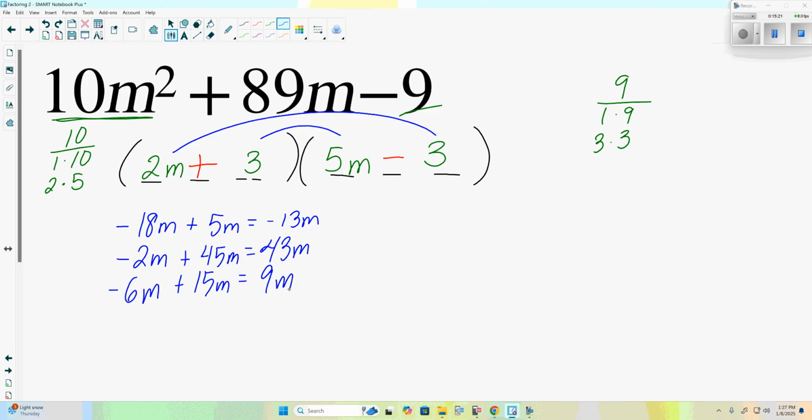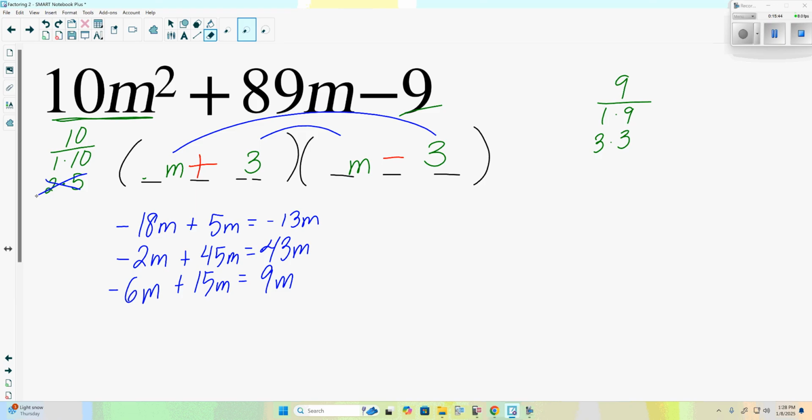All right, so what can we switch next? We can switch out the 2 and 5 because we've tried every combination of 2 and 5 with 9, because 2 and 5 and 1 and 9 didn't work. 2 and 5 and 3 and 3 didn't work. So 2 and 5 is out.